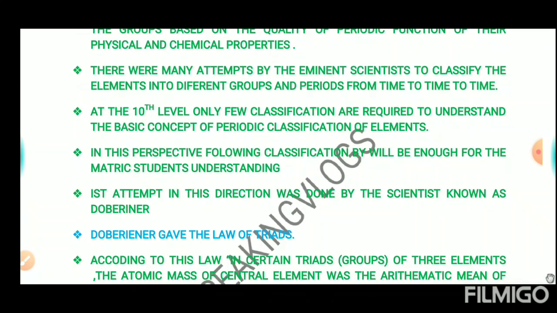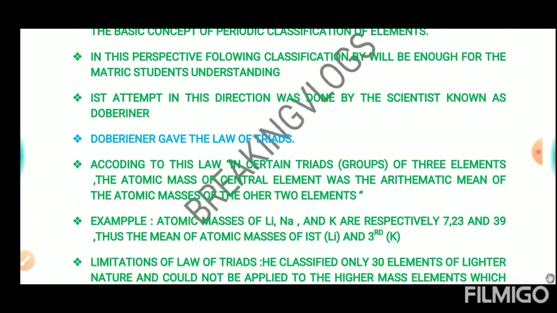There were many attempts by eminent scientists to classify the elements into different groups and periods from time to time. At the 10th level, only a few classifications are required to understand the basic concept of periodic classification of elements. In this perspective, the following classifications proposed by different scientists will be enough for 10th level students' understanding. The first attempt in this direction was done by the scientist known as Dobereiner. Dobereiner gave the law of triads.